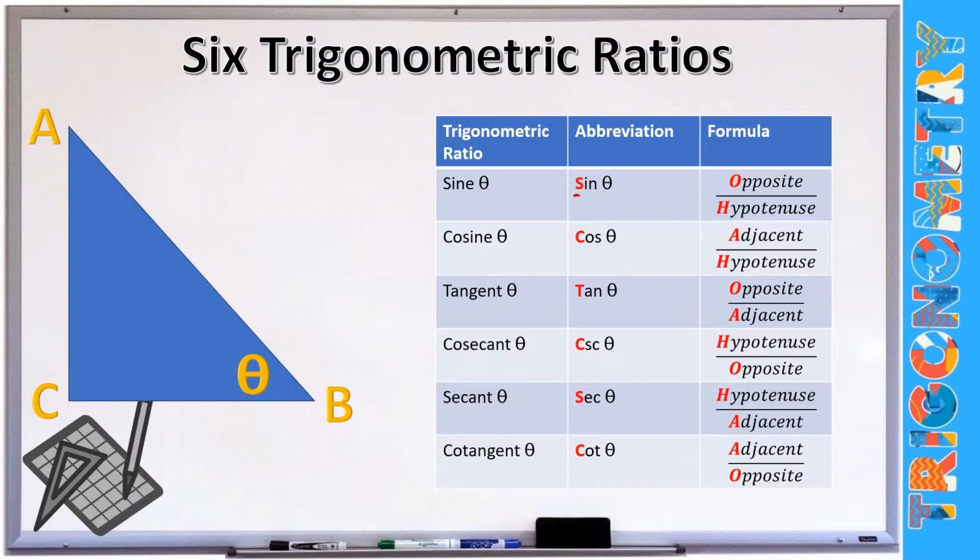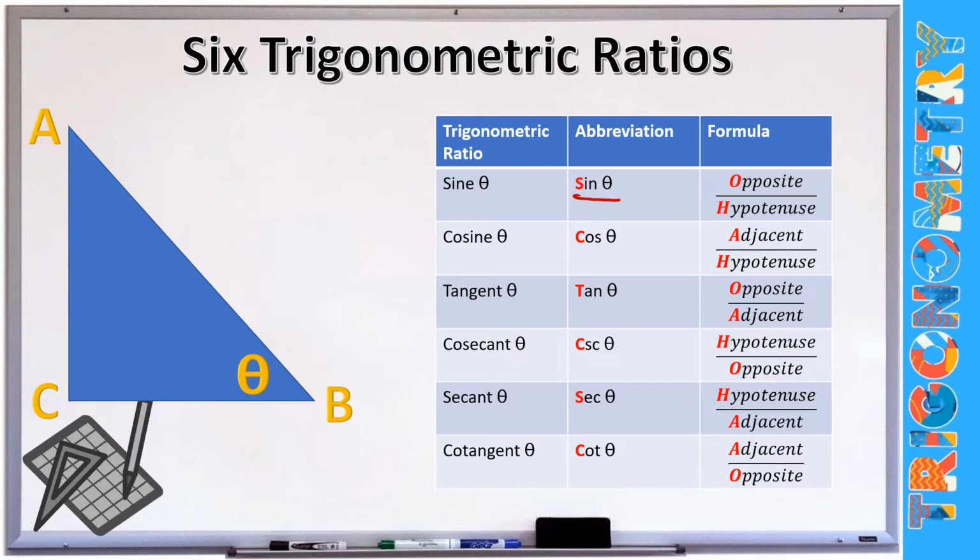To get your sine theta, we get the ratio of the opposite over the hypotenuse. To get your cosine theta, we get the ratio of the adjacent over the hypotenuse. Tangent is the ratio of opposite over adjacent. Cosecant is the ratio of hypotenuse over opposite. Secant is the ratio of hypotenuse over adjacent. And our cotangent is the ratio of adjacent over opposite.